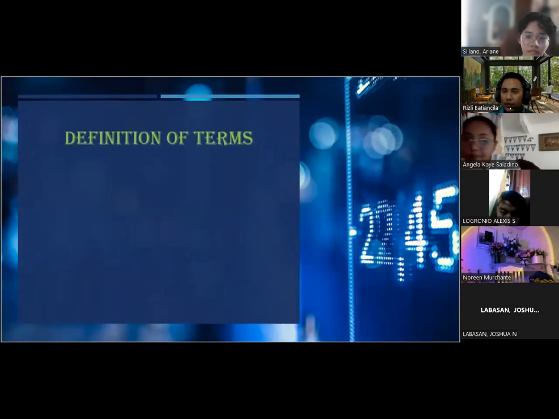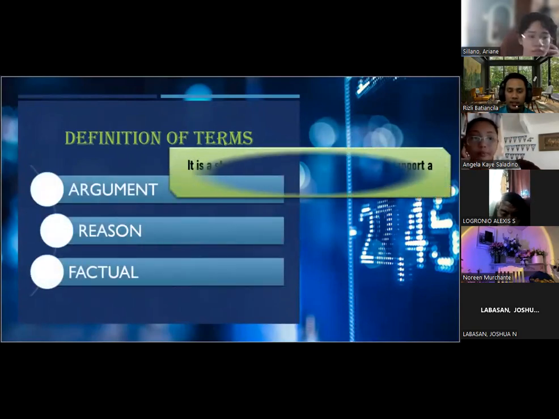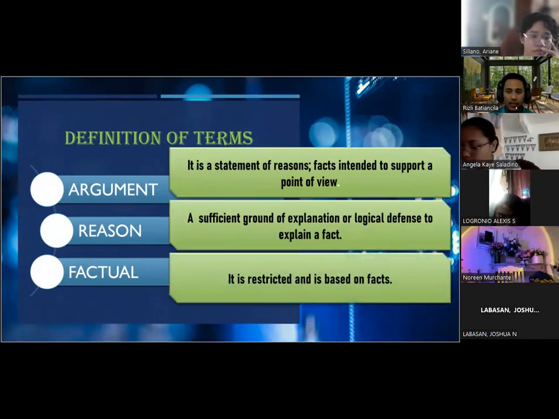So let's have the definition of terms, just like what I mentioned last time. Meron pa mga ibang definition pa that you should know. Okay, so argument, reason, and factual. So yung argument, nasabi na natin last time. So when we say argument, it is a statement of reasons, facts, intended to support your POV, your point of view. Okay, so yun yung mga arguments ninyo.